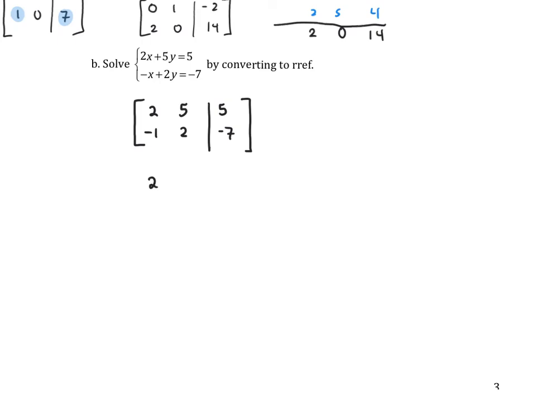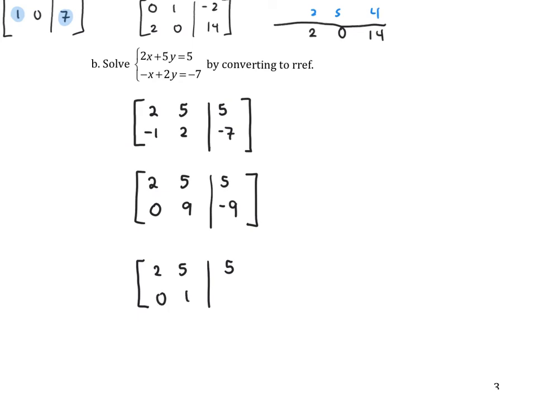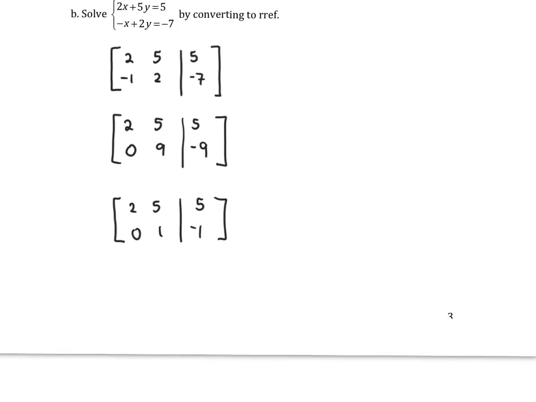So the top stays the same, 2, 5, and 5. Double the bottom and combine it. Double the bottom here. This gives me a 4 and combine it with that. That gives me a 9. And then double this one as negative 14 and combine it with the 5 there to get a negative 9. Now let's go ahead and take 1/9 of the bottom. 0, 1, negative 1. Great.